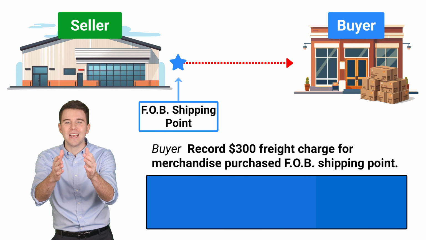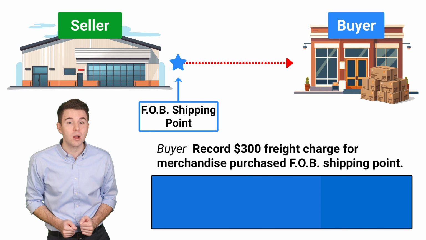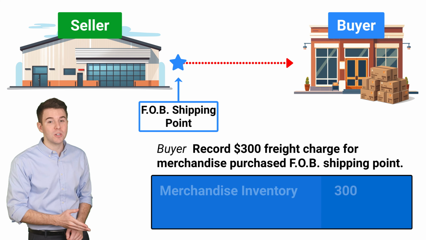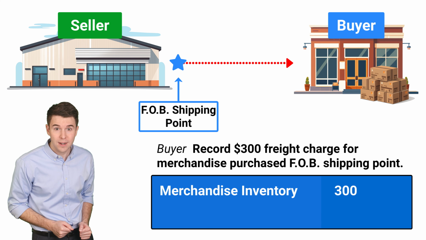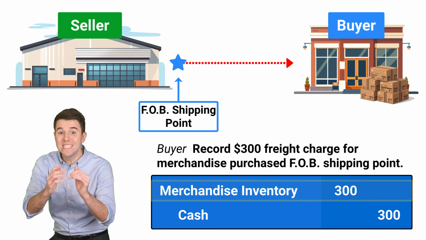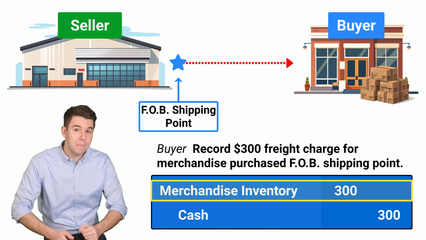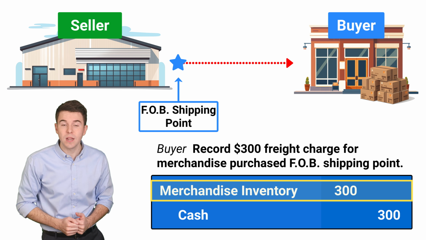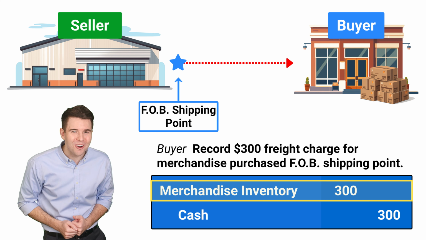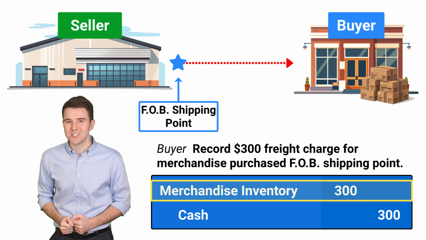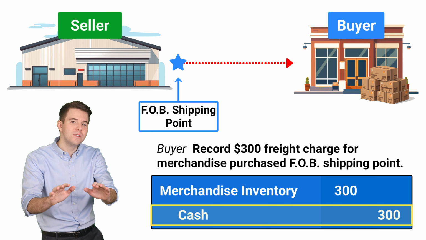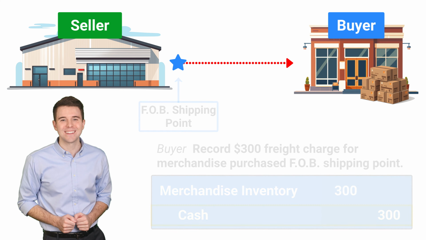To record the buyer's entry for a $300 freight or shipping charge, we debit merchandise inventory for $300 and credit cash for $300. We debit merchandise inventory because the account is supposed to include the cost to buy the goods, ship them to the store, and make them ready for sale. And we credit cash to reduce that asset account.